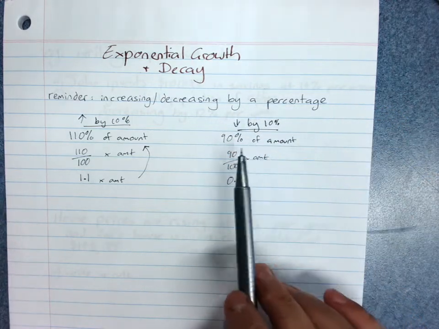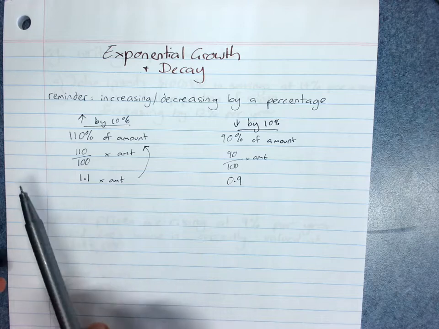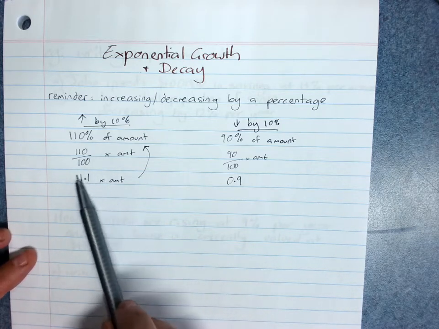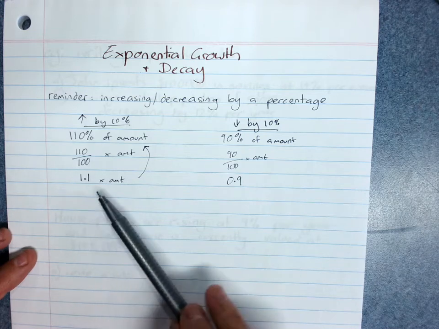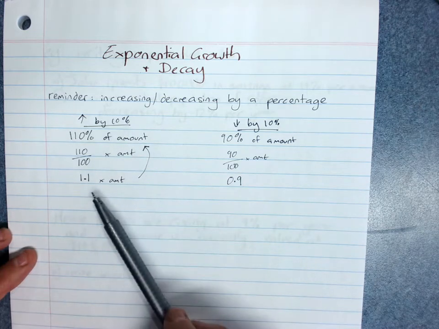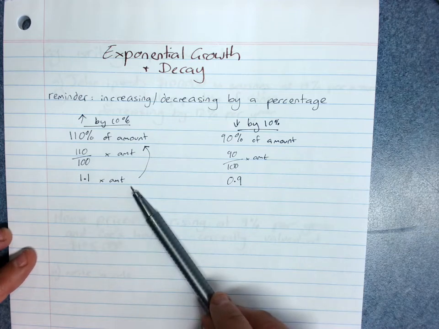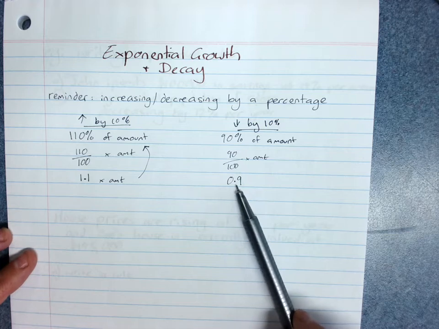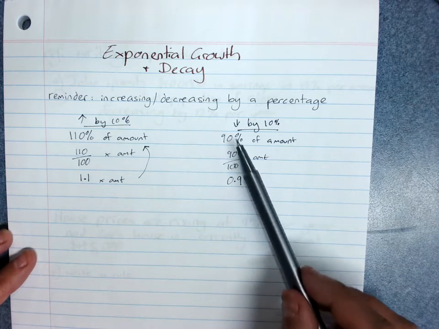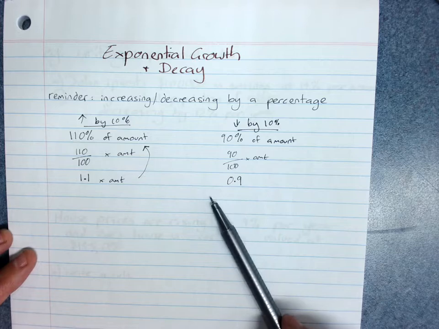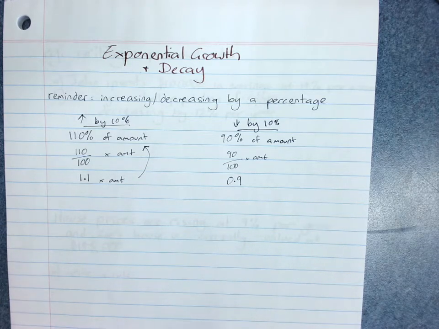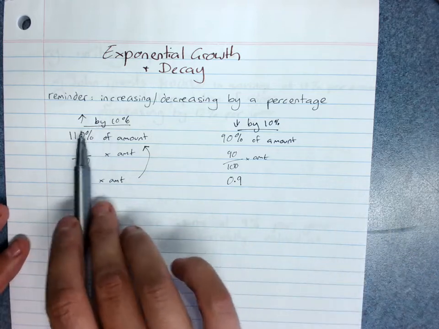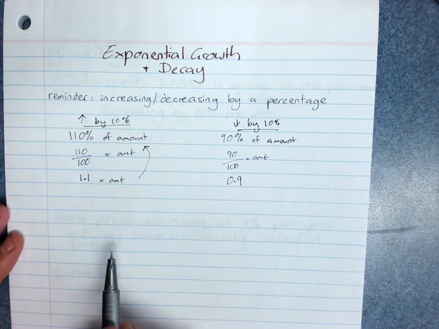So this is just a reminder concept about multiplying by an amount greater than 1, which increases by a percentage, and that's growth. If I'm multiplying by an amount between 0 and 1, less than 1, I'll be decreasing by a percentage. So this is decay. A reminder that this little concept is important.